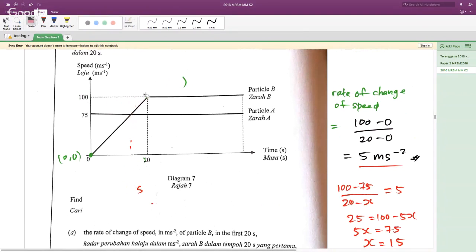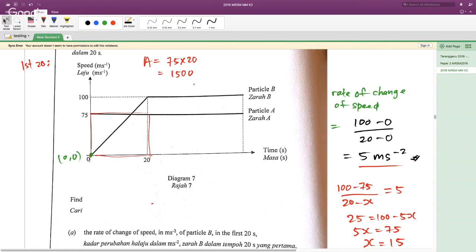Let's see. I'm not 100% sure how to do it, but I can try. Okay, let's see the first 20 seconds. What is happening over here? For particle A, this is the total distance it travels. So it's basically 75 multiplied by 20. Now I'm talking about the distance traveled for particle A. So in the first 20 seconds, particle A travels 75 times 20, which is 1500.